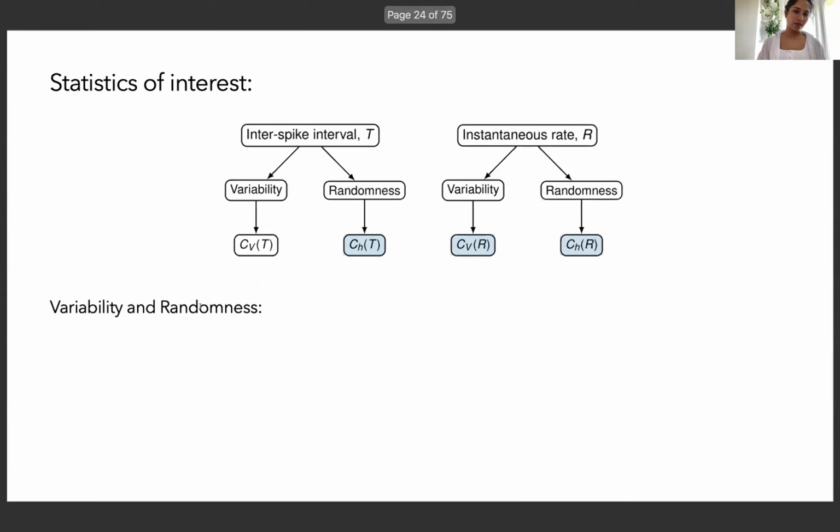Variability and randomness are two very similar quantities that we use to further differentiate between spike trains that might seem similar from the rate coding perspective. But it's important to distinguish between them, because we might have really variable data that is not random at all. For example, data from a uniform distribution. So highly variable data might not be random at all.